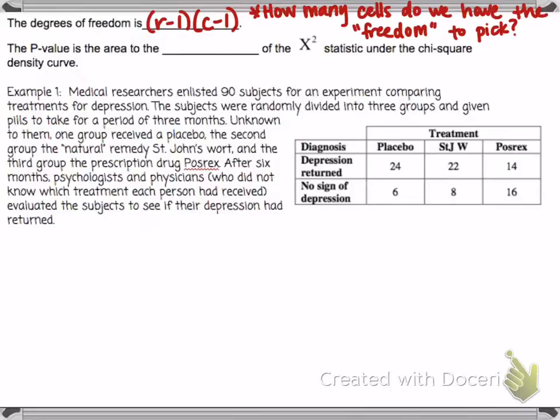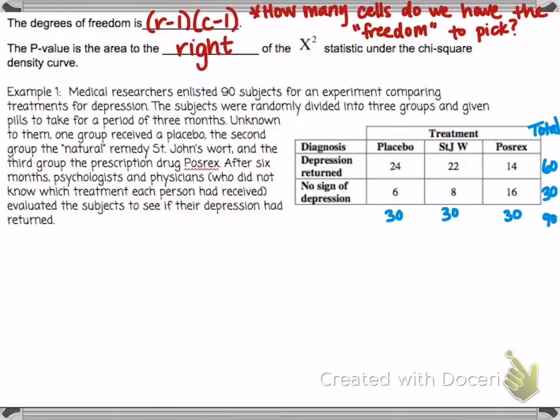You really get R minus 1 decisions for your rows and C minus 1 decisions for your columns, because in both the rows and the columns, that last cell is locked in place based on what you quote unquote picked in the first 2. Okay, so that's where that degrees of freedom comes from. And the p-value is the area to the right of the chi-squared statistic under the chi-square density curve. Okay, and that's the same thing that we did on Monday.